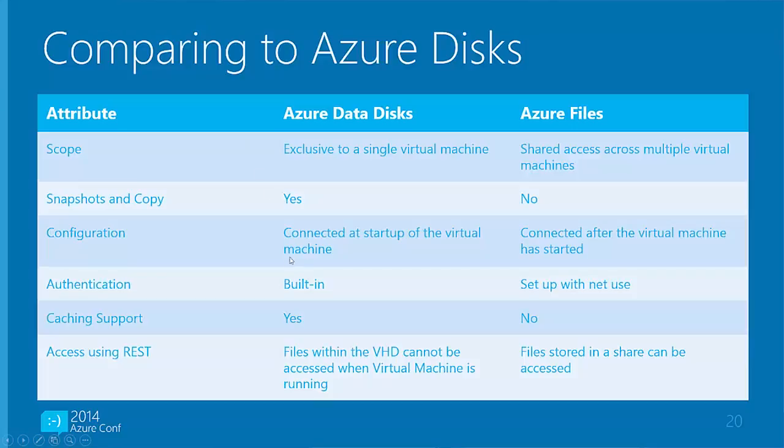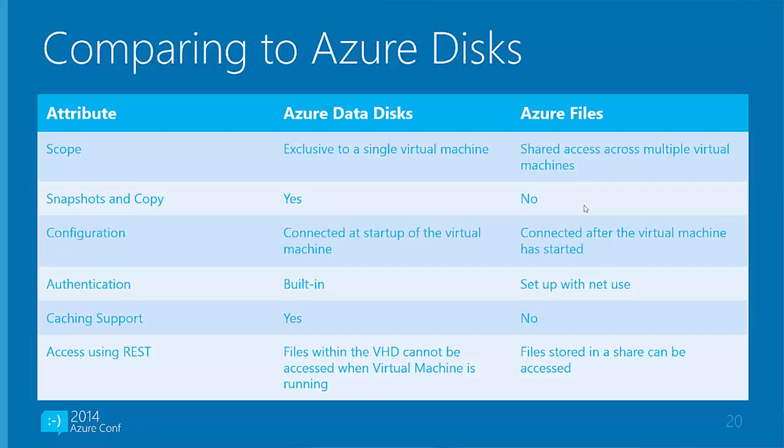So the authentication is built in, and for Azure Files, you'll do it using net use, cmdkey, and you'll use the credentials of your storage account to connect to the Azure Files endpoint. Azure Data Disks and Azure Disks in general support caching to improve the performance of your reads and writes, while Azure Files do not support this today.